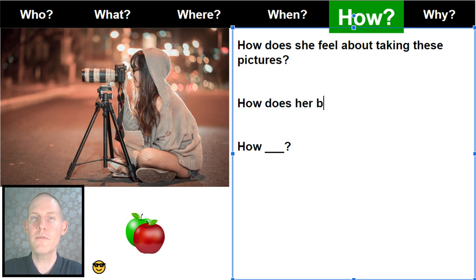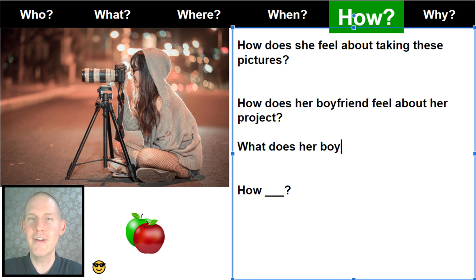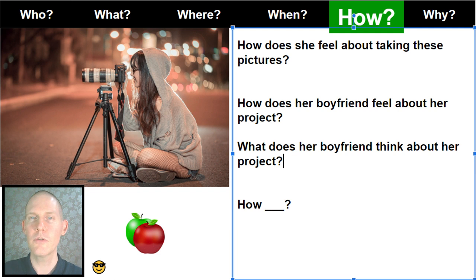How does her boyfriend feel about her project? Right? If we put it how you did, we would have to say what? What does her boyfriend think about her project? Right. So these two questions are quite similar, right? One just says think, what do you think about it? The other one is what do you feel about it? But if we have feel, we have to stick it with how. How does her boyfriend feel? Or what does her boyfriend think? Right. So two ways to communicate something very similar.